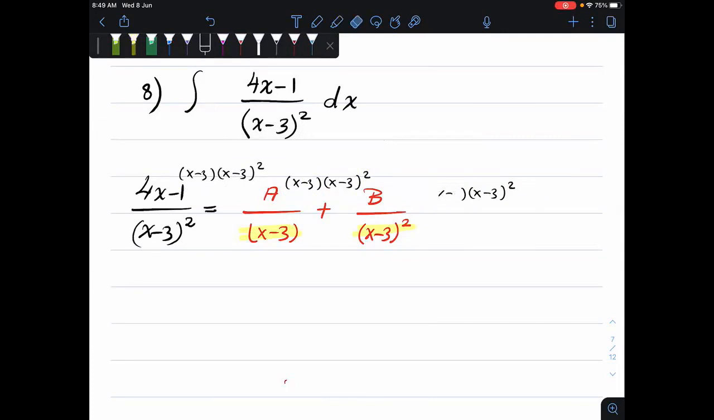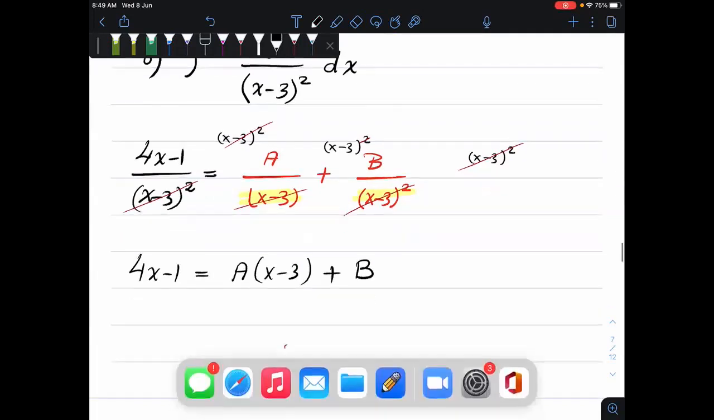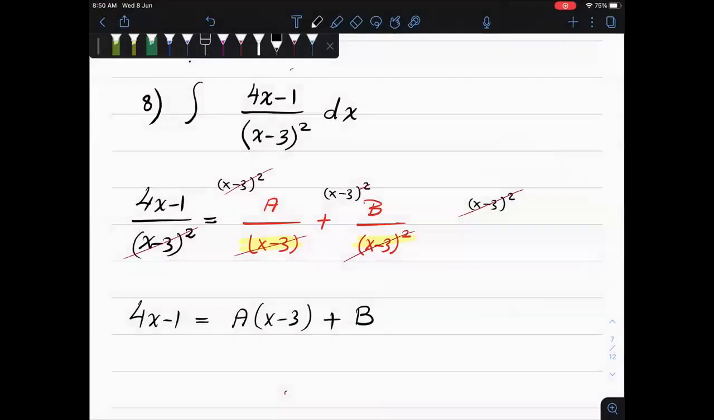Just multiply by x minus 3 squared. Cancel here, cancel only 1 from the power of 2, and cancel it all from here. On the left side we have 4x minus 1 equals, on the right side, A into x minus 3 plus B. So 4x minus 1 equals A(x minus 3) plus B.